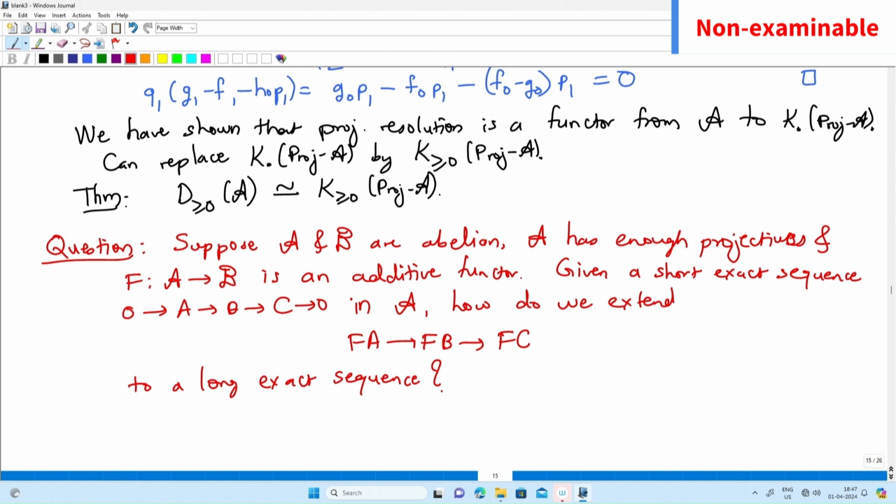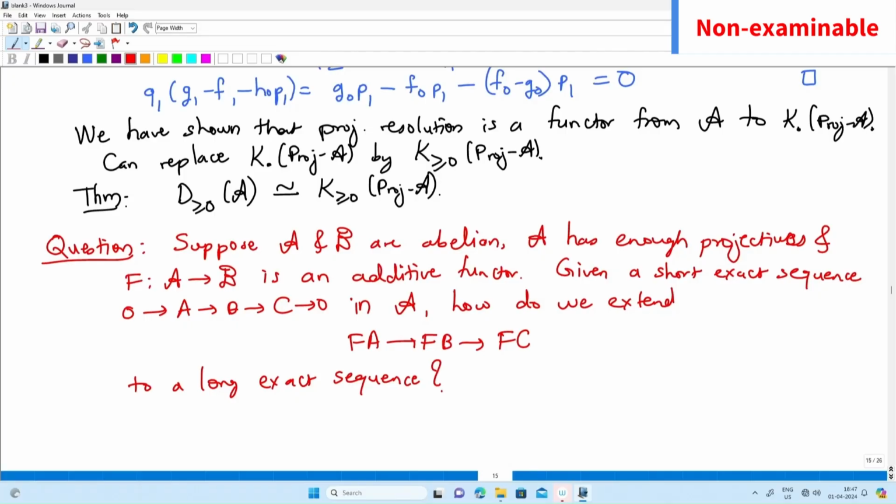Projective resolutions, and then the first thing, projective resolution, which we did. What is the first thing that we did? That short exact sequence of chain complexes gives us a long exact sequence. Short exact sequence of chain complexes gives us a long exact sequence, correct?